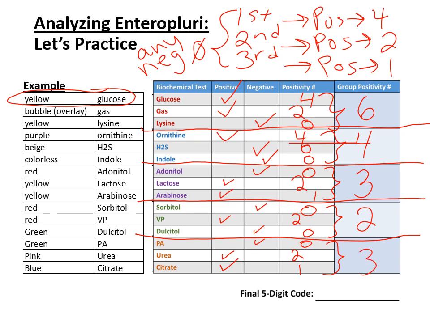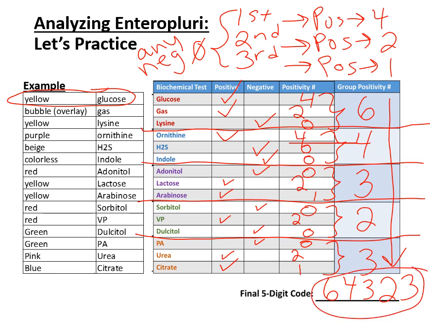So now your 5-digit code, you would just rewrite all of these in order, would be 6, 4, 3, 2, 3. That would be your final 5-digit code, and you would look that up in the Enteropluri manual, which I'm going to have as an extra PDF in the folder on your Blackboard, and you would look up to see which bacteria matches that number, 64323.